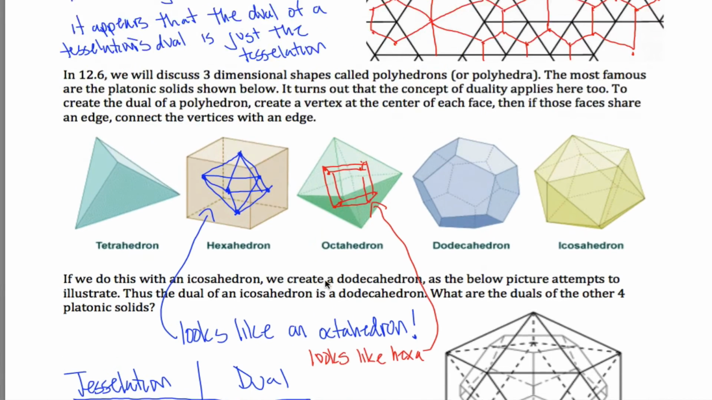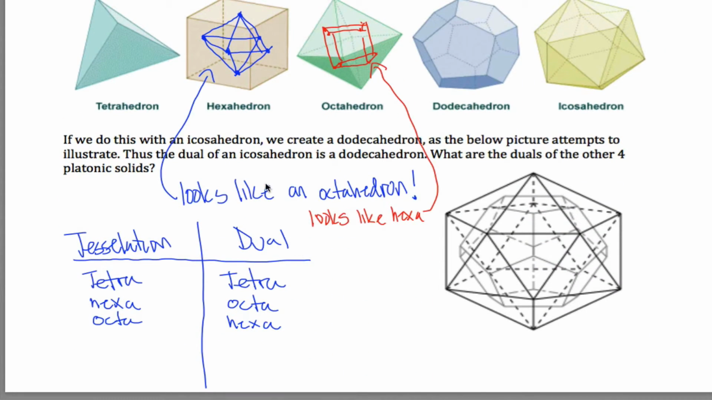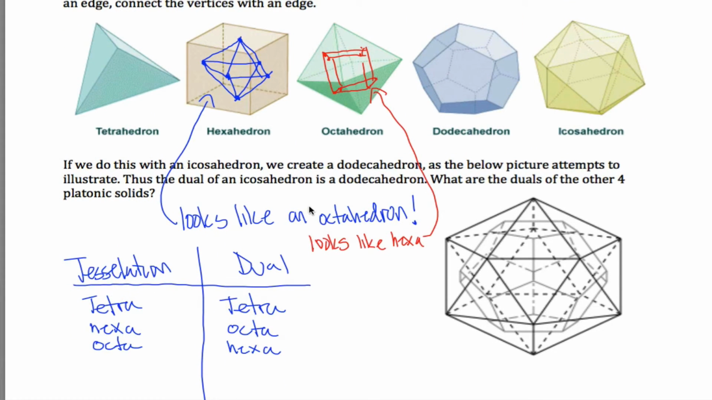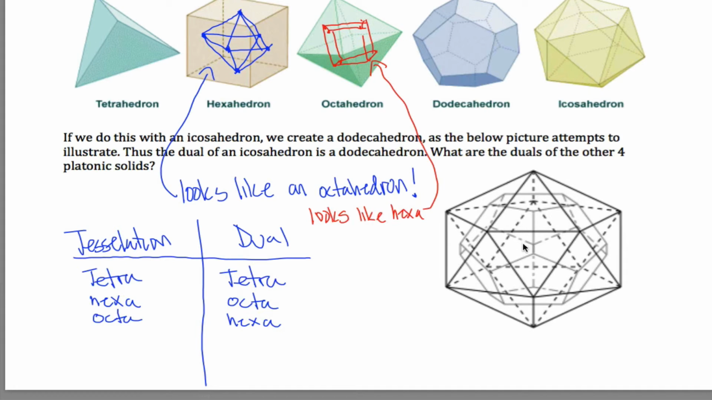Another way you get there is up here we concluded that the dual of a dual is just the tessellation. So it would follow that the dual of a dual here would be that polyhedron. And it turns out that's true. The dual of the hexahedron is the octahedron, and the dual of that dual should just be the hexahedron, and sure enough it is.